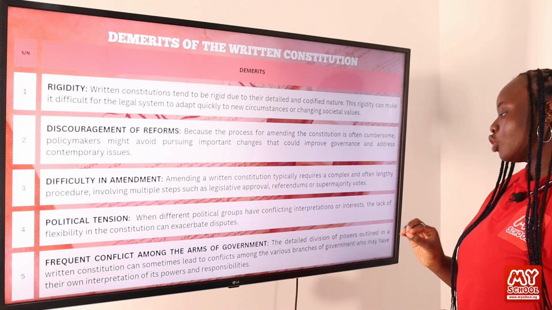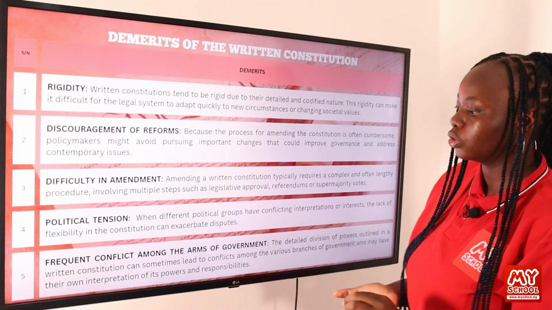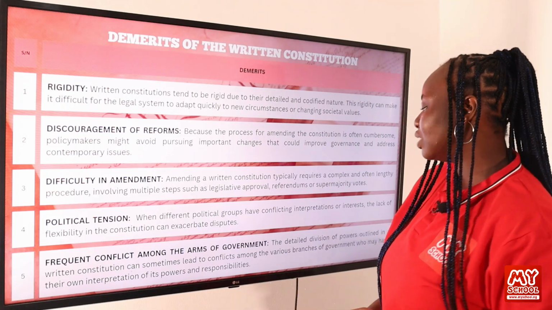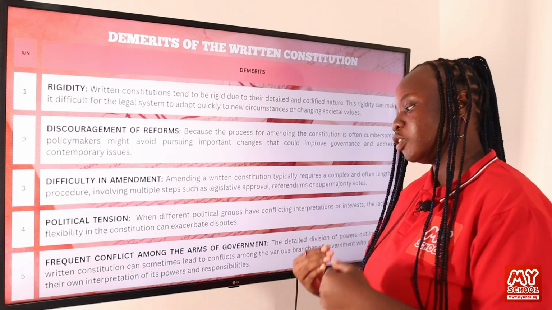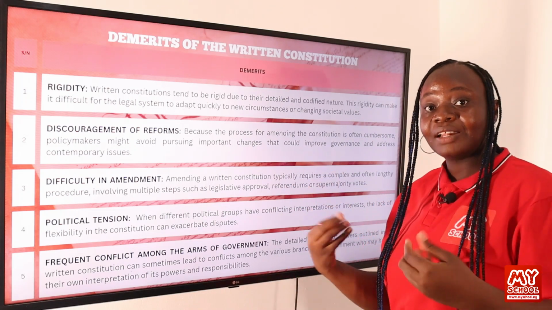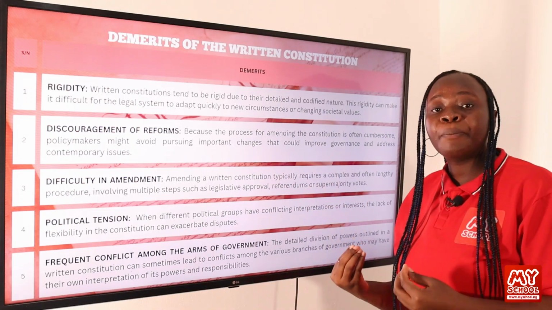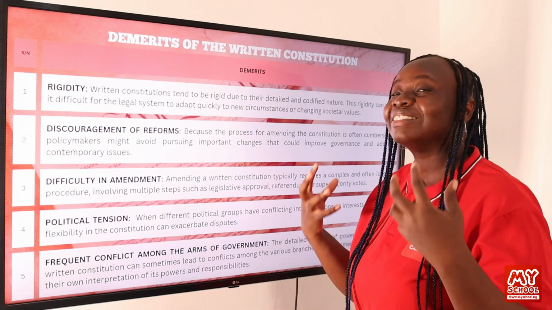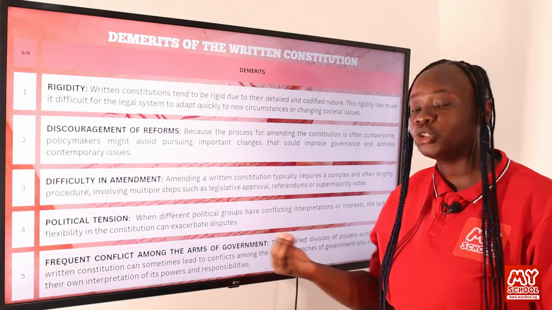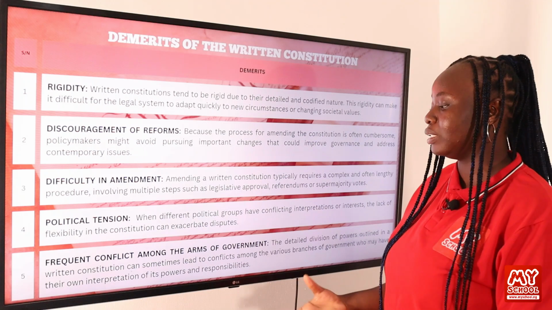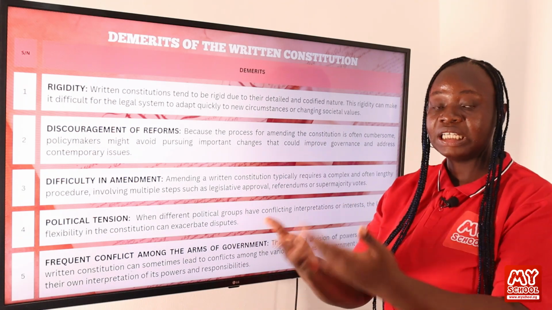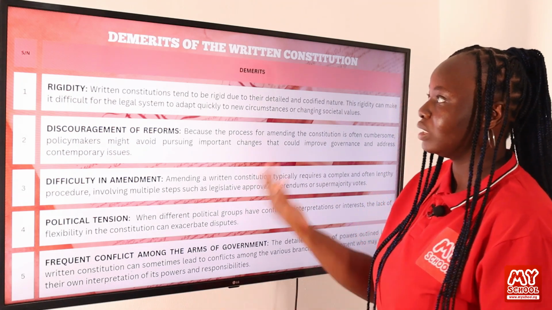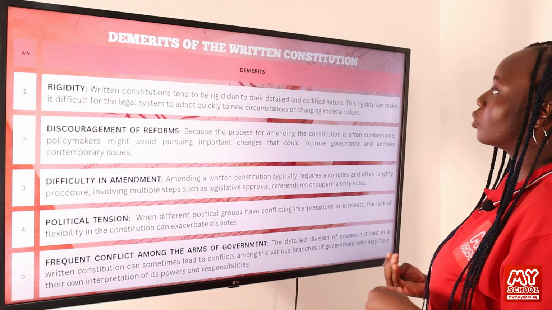So the detailed division of powers outlined in a written constitution can sometimes lead to conflicts among the various branches of government who may have their own interpretation of its powers and responsibility. Again, when certain people in power find loopholes in this law, they can take advantage of that. This can lead to conflicts among the various arms of government. We're talking about conflict between the legislature, executive, and judiciary in the exercise of their power. So these are all the demerits of the written constitution.